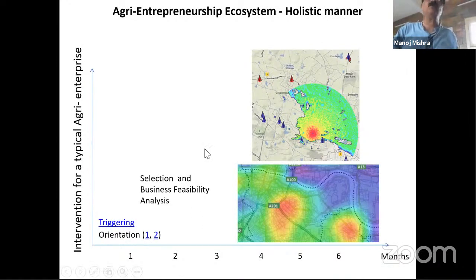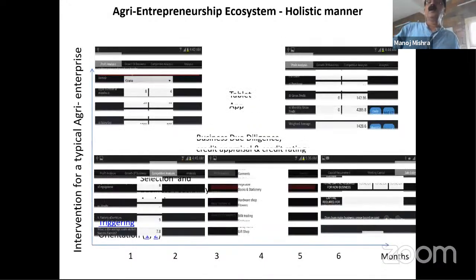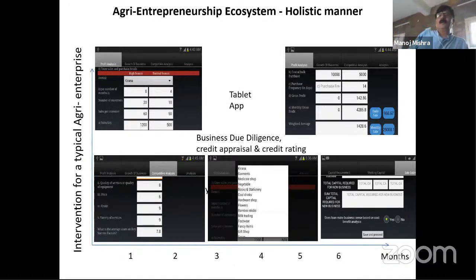Who does, in what pocket, in what radius, what kind of crop, what kind of requirement of services, whether it is just related to primary processing or more advanced processing, what is possible and feasible is something we can get into. Now, once we have looked at the feasibility part of it, these are all the snapshots which we have taken for the business due diligence, the credit appraisal and the credit rating. There are mechanisms in order to establish what works and what doesn't work.